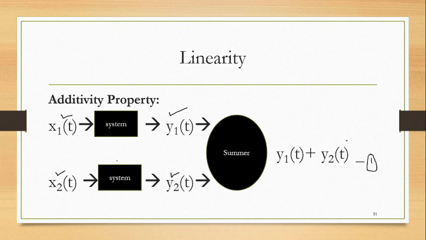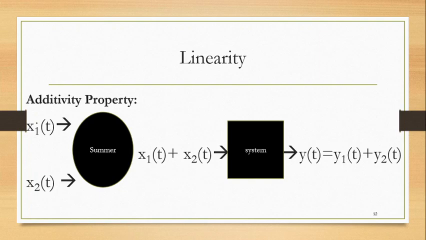Now, this was the first step in the additivity property. Remember, there are two steps in the additivity property. The first step was, I input a signal x1 of t, get y1 of t. I input a signal x2 of t, get y2 of t. Then the outputs are added in a summer or adder. So when the outputs are added, we get y1 of t plus y2 of t. So let this be equation 1.